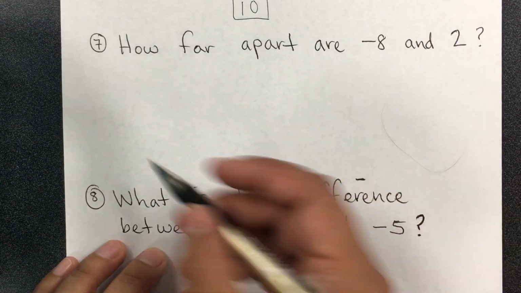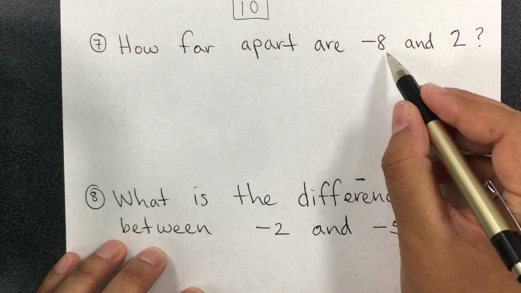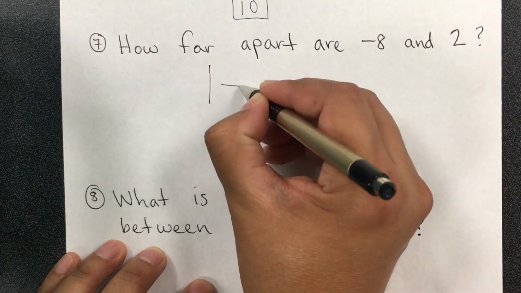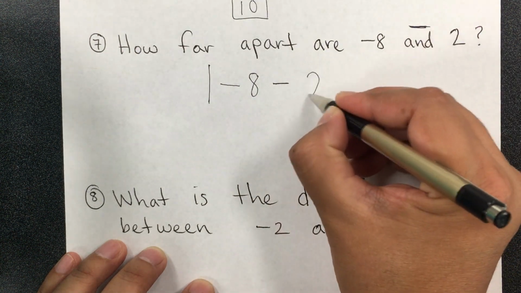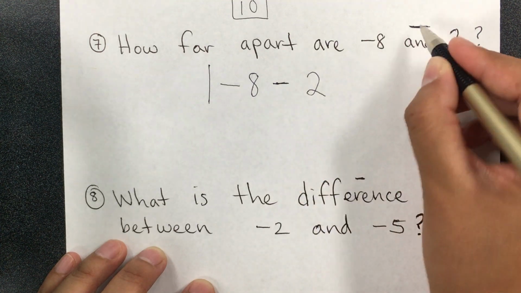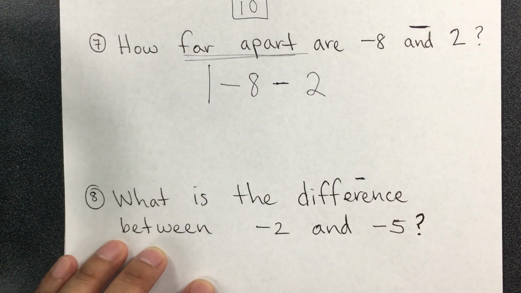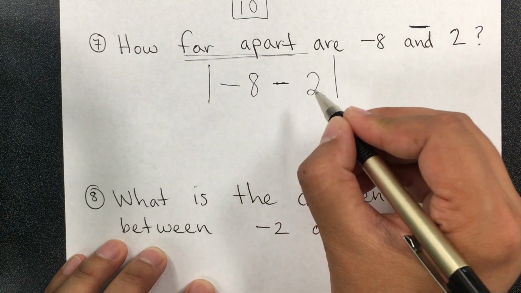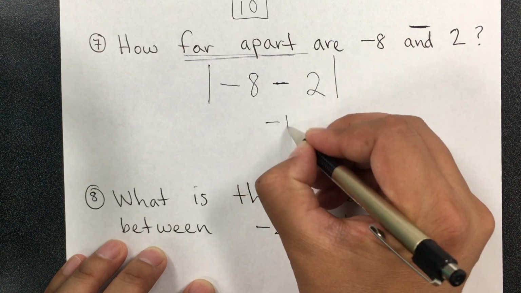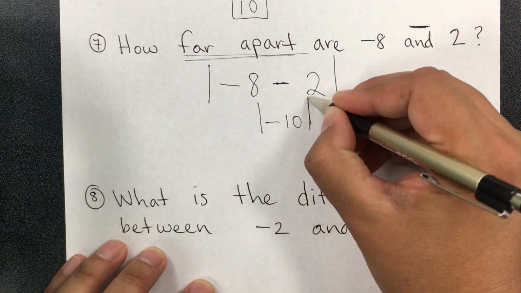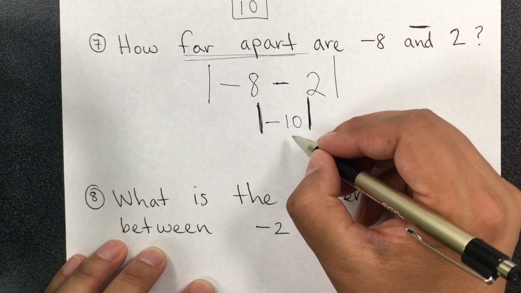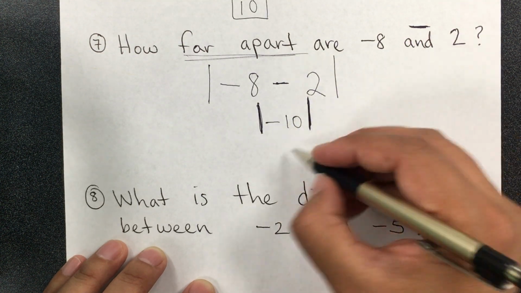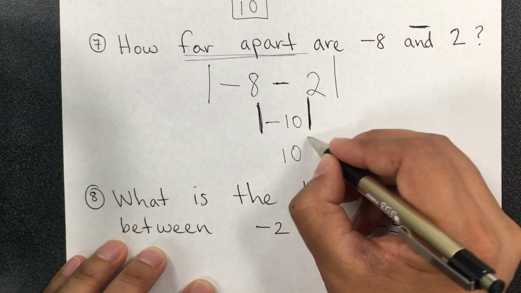Let's see another one. How far apart are -8 and 2? -8, and that's where you're going to put the -2. So this minus is from this how far apart, okay? And we put the absolute value. -8 and -2, it's -10. Still inside of the absolute value. The absolute value are those magic sticks that make the one number now into a positive. So -10 becomes +10. And that's going to be my answer.